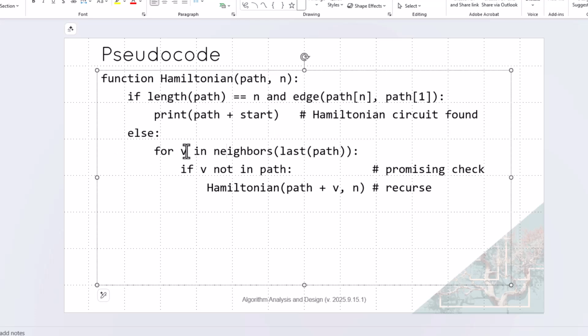Otherwise, that's basically kind of a base case there, right? Otherwise, for the vertices that are neighbors of the last vertex in the path, if the vertex is not in the path, basically it's not calling a separate function, it's doing a promising check though. So if the vertex is not in the path yet, we call Hamiltonian of the path plus v comma n. So this is the recurse. We add that new vertex to the path, pass the total number, and then recurse.